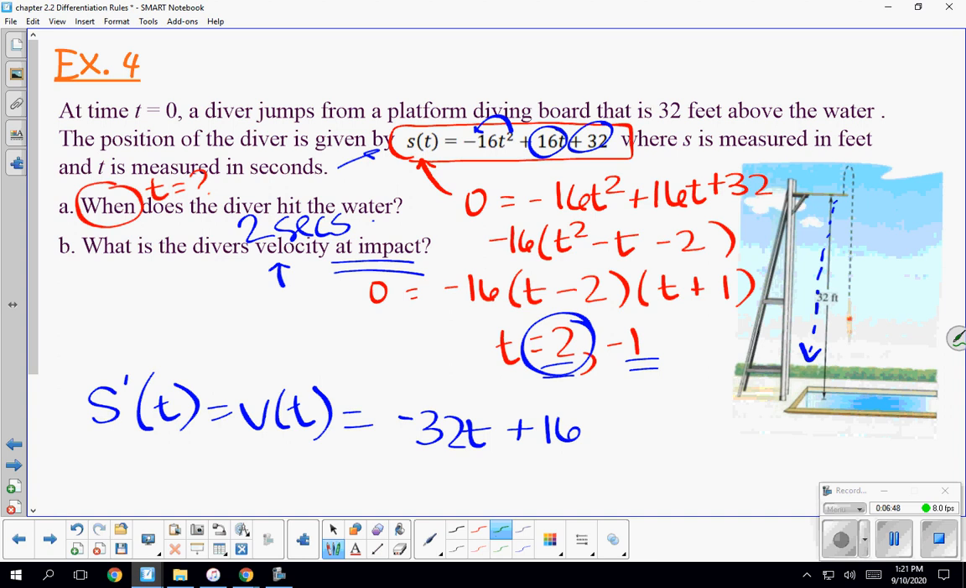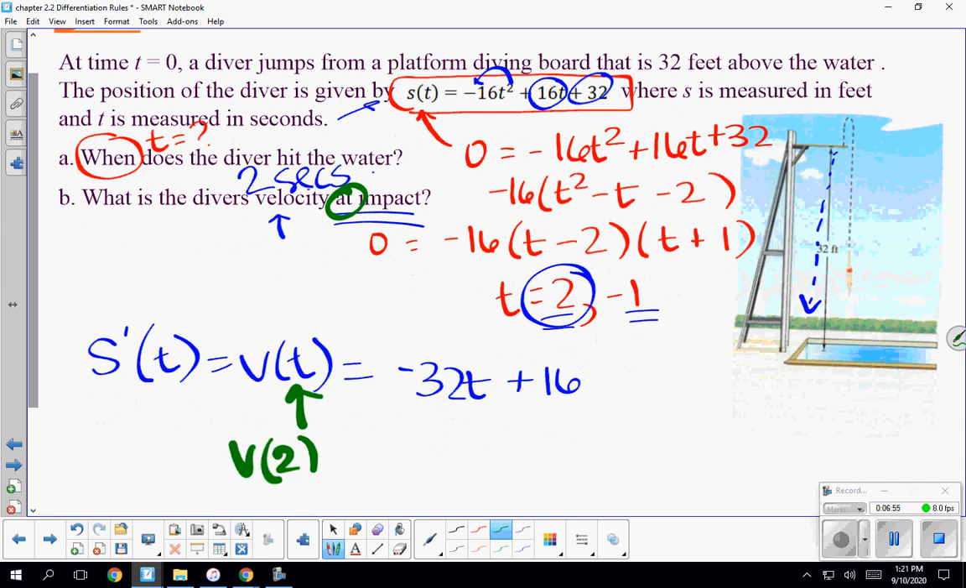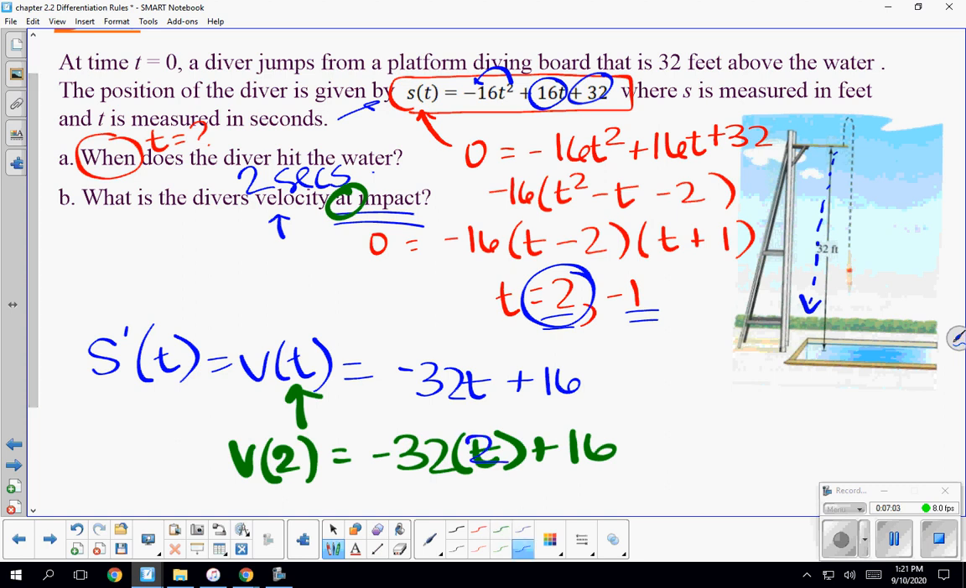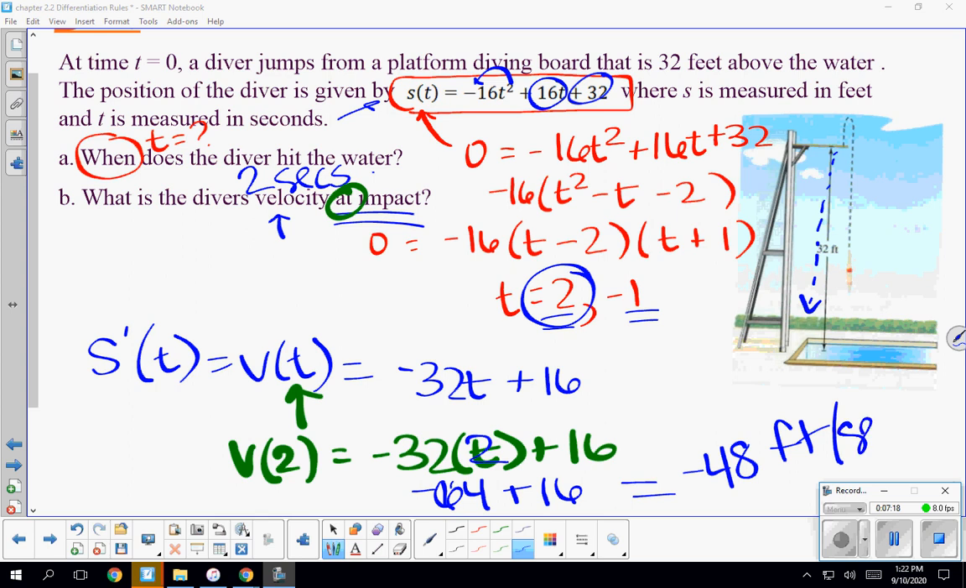And it wants to know what's the velocity at impact. And impact happened when time was 2. So it just wants to know what's the velocity at time 2. And so here, whoops, sorry, that should have been a 2. So we'll get negative 64 plus 16 or negative 48. Because this is velocity, this is going to be feet per second. We're dealing with feet, we're dealing with seconds. This negative means he's going down, which obviously makes sense.